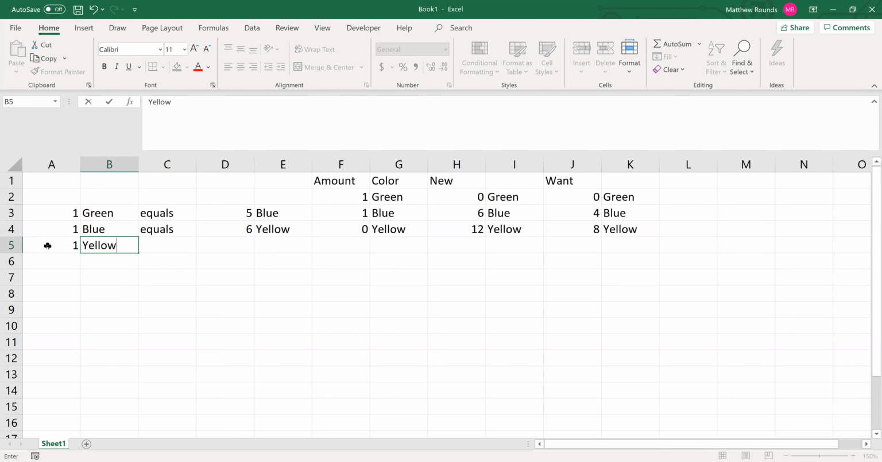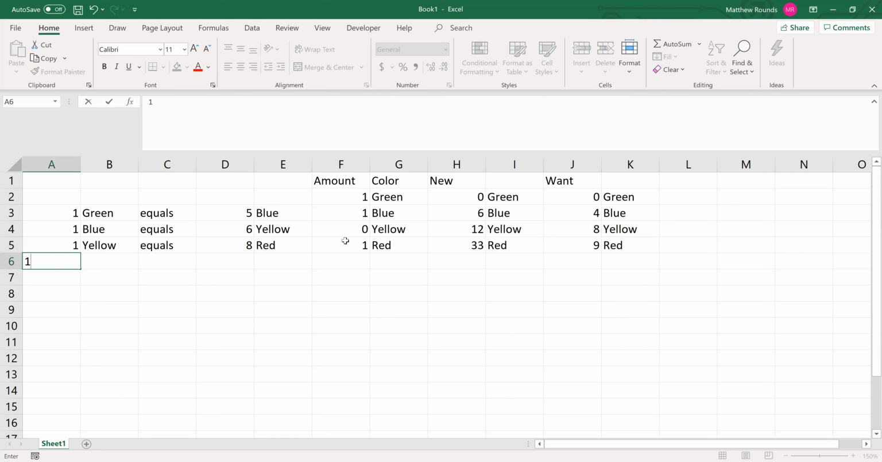1 yellow equals how many red? So I'm just going to go 8 red because I don't know any better. And how many do I have to start with? I have 1 red. So I want this minus this. I'm going to take those 4 and multiply it by this plus the one that I have there. That means I have 33. And how many do I want? I want 9. 9 red.